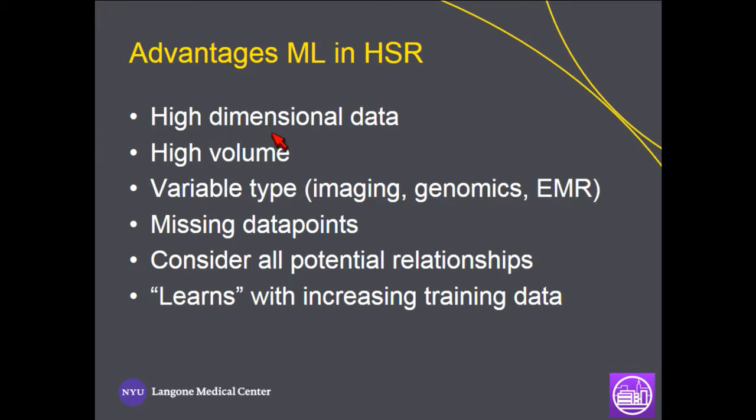So the advantages of machine learning is that it's high-dimensional data, and it can deal with high-dimensional and high-volume data, and it can deal with variable types of inputs. And it can deal with missing data points, which for some observational, more traditional statistical methods may be problematic. And it automatically considers all potential relationships, and then it also hopefully learns with increasing training data.